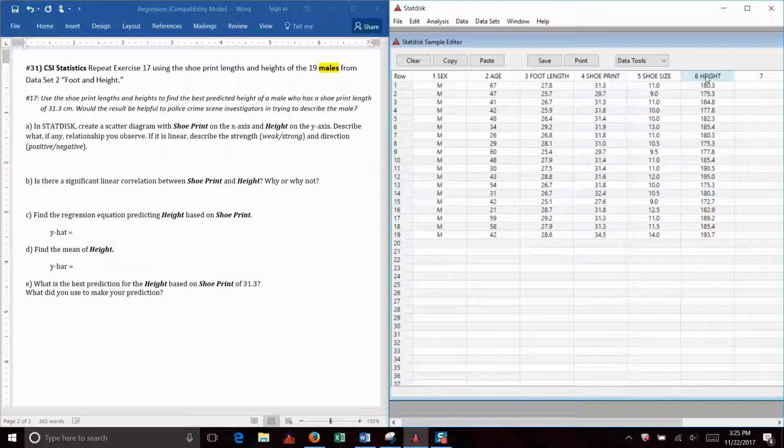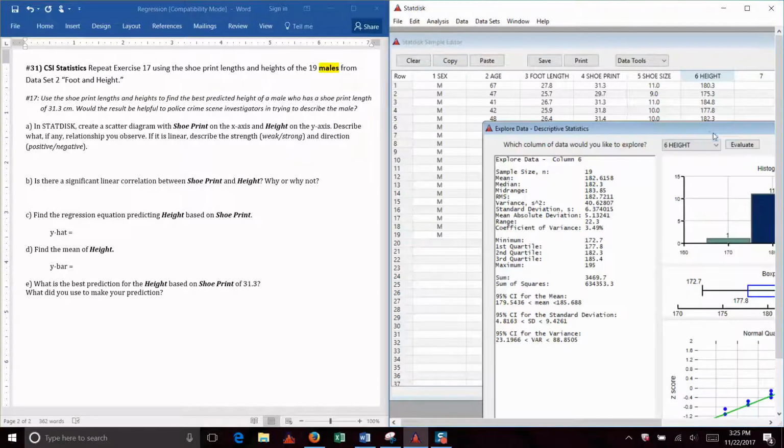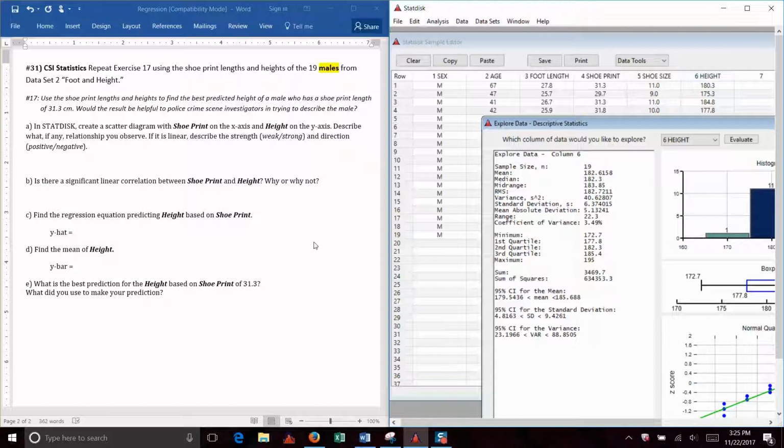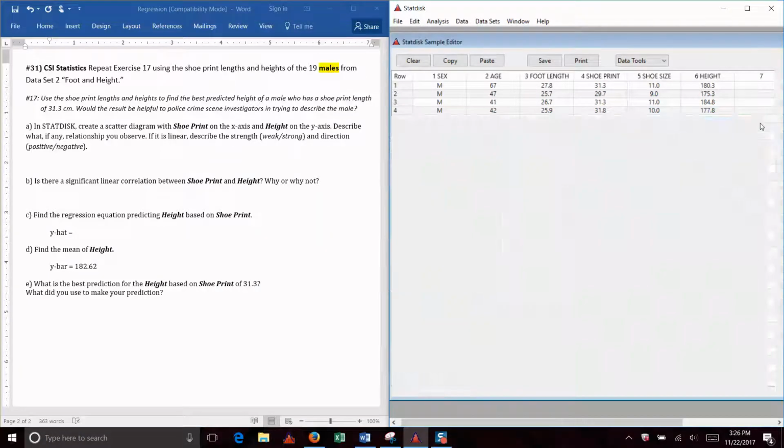So what I'm going to do is go a little bit out of order, but to get it out of the way, I'm going to get the mean height right off the bat. So once I'm done with that screen, I can get rid of it. That's 182.62. Why am I going out 2 decimal places? Because my original data goes out 1 decimal place and our general rule of rounding is 1 beyond that.